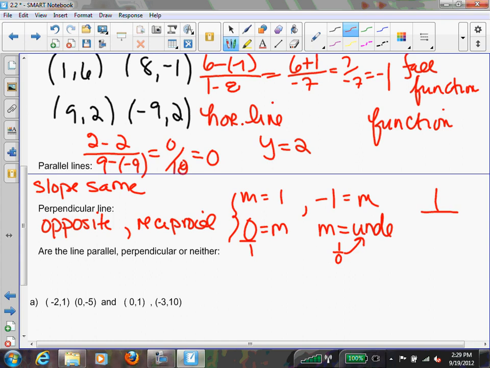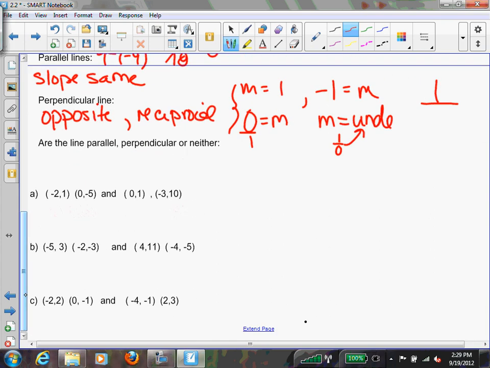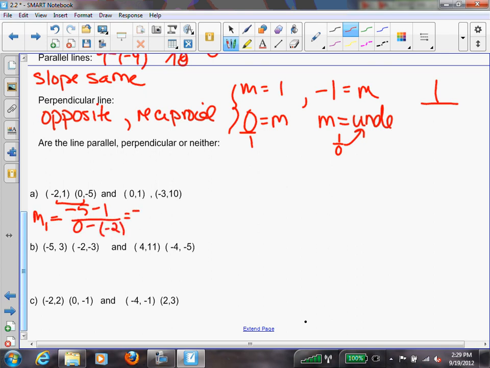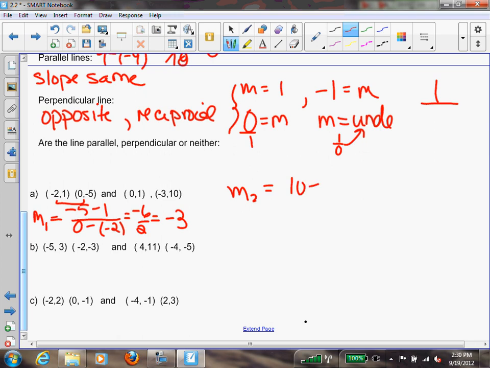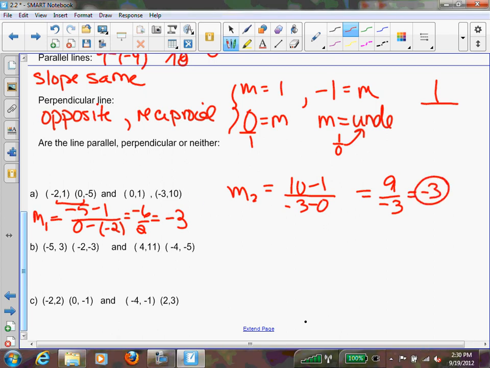All right, so for the next one, are the lines parallel, perpendicular, or neither? Okay, well, let's figure out our slopes. M1 is equal to -5 minus 1 over 0 minus, so that's -6 over 2, which is -3. Slope number 2, 10 minus 1 over what? Yeah, I got to start with the same point. And so that's 9 over -3, which is? Therefore, these are both. Would you agree?